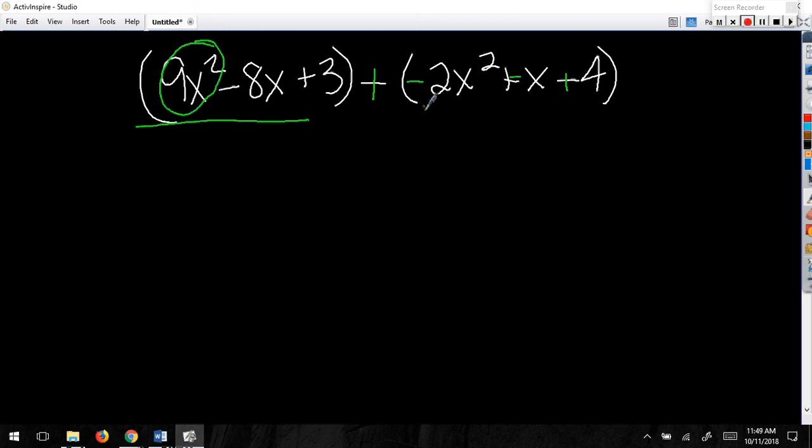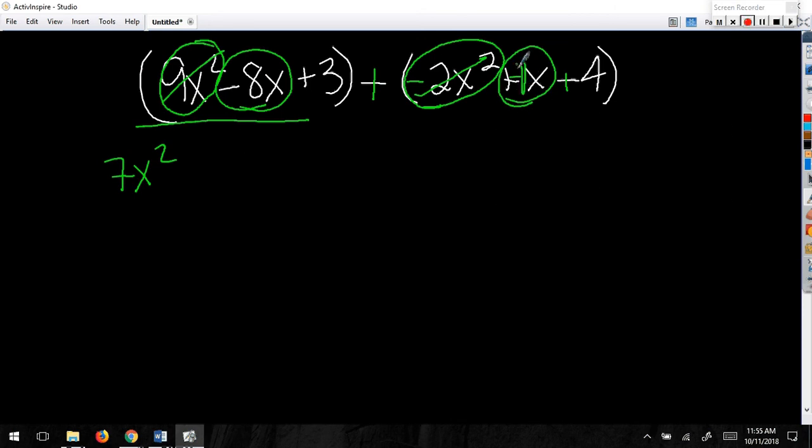I have 9x squared and negative 2x squared together will give me 7x squared, because I'm just combining the numbers in front. So now I'm going to look at my x's here. Negative 8x and negative x. So remember, there's that imaginary 1 in front. So negative 8 and negative 1 make negative 9. Those are gone now, and so now I have 3 and 4, which together would give me 7.